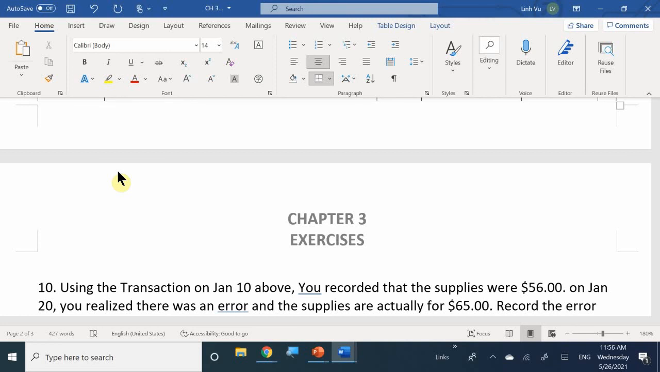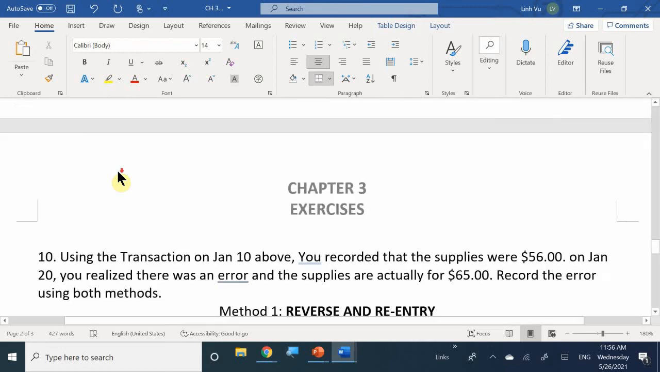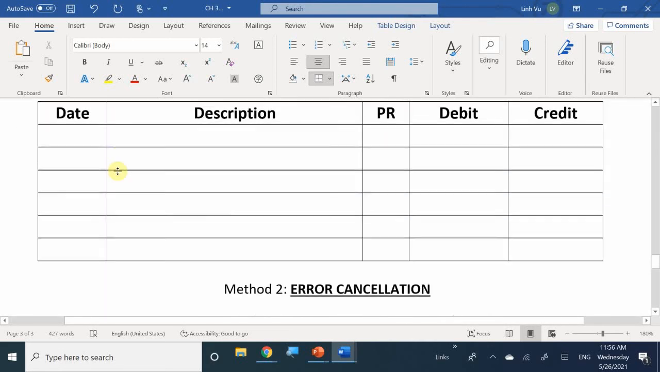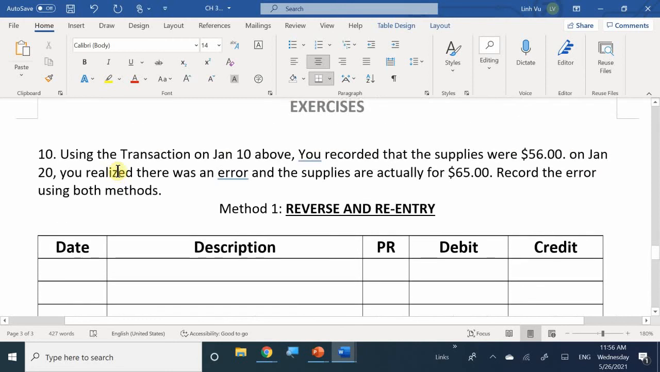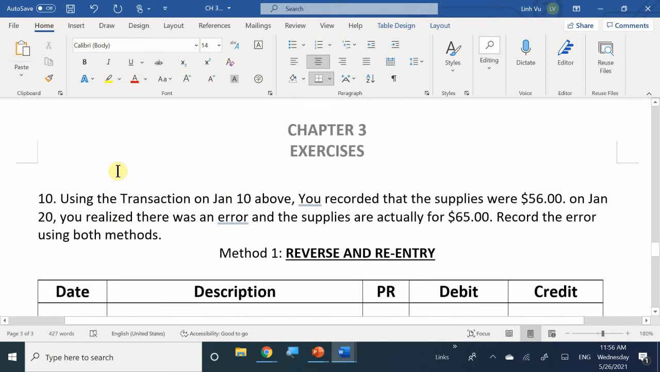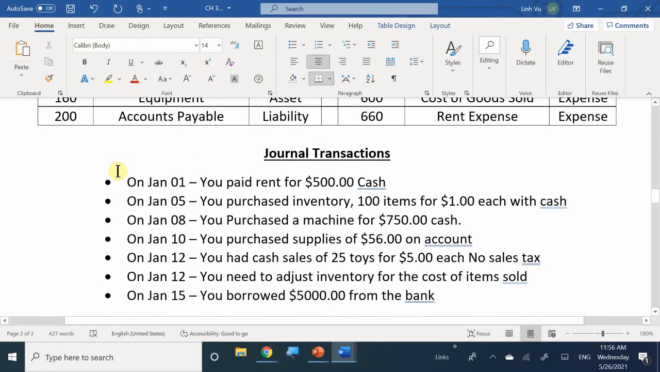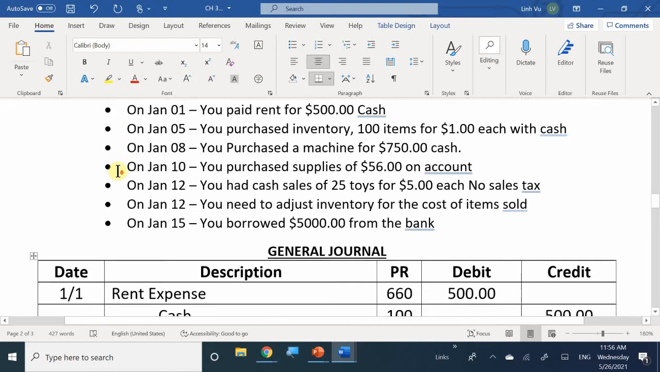All right. So I'm going to have to borrow 5 more extra minutes of your time to complete the rest of this, just so that we can finish up, and then tomorrow we dive into chapter 4. All right, so the last question here is question number 10. Using the transaction on June 10th, we purchased supplies on account for $56, right?